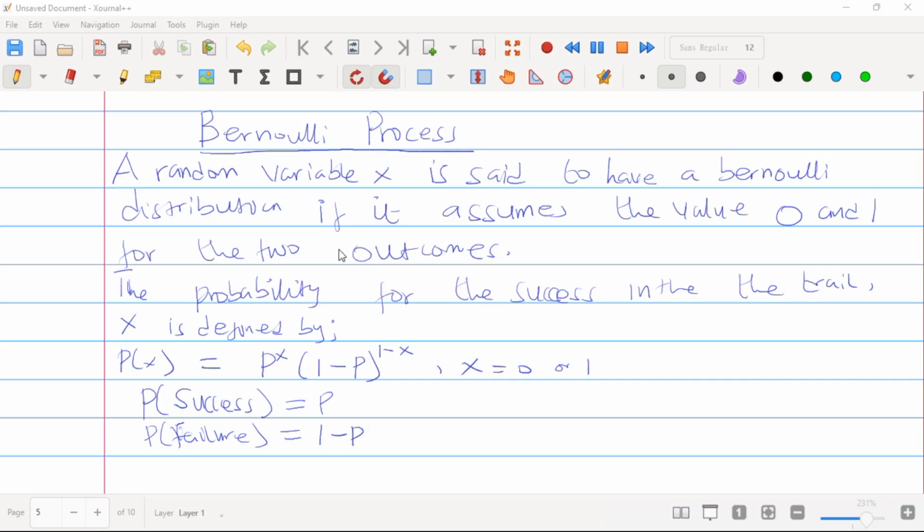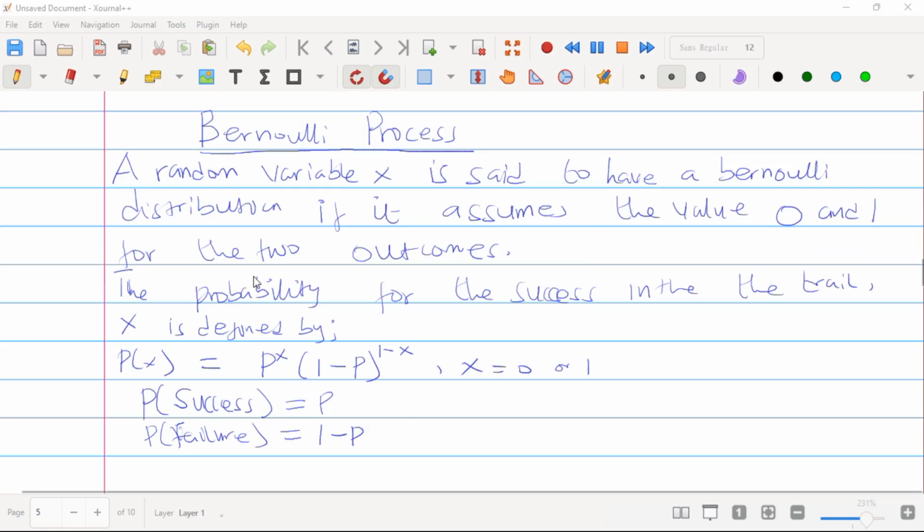A random variable x is said to have a Bernoulli distribution if it assumes the value 0 and 1 for the two outcomes, right? So for the Bernoulli process, we assume only two outcomes, and those two outcomes can be either 0 or 1, right? We cannot have any outcome more than these two outcomes, right?